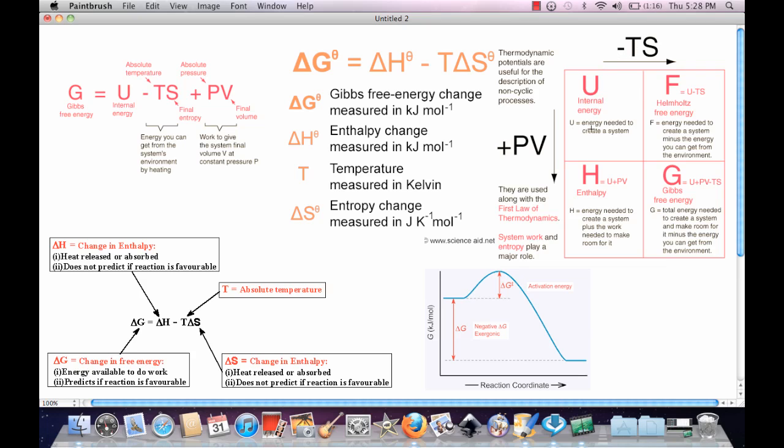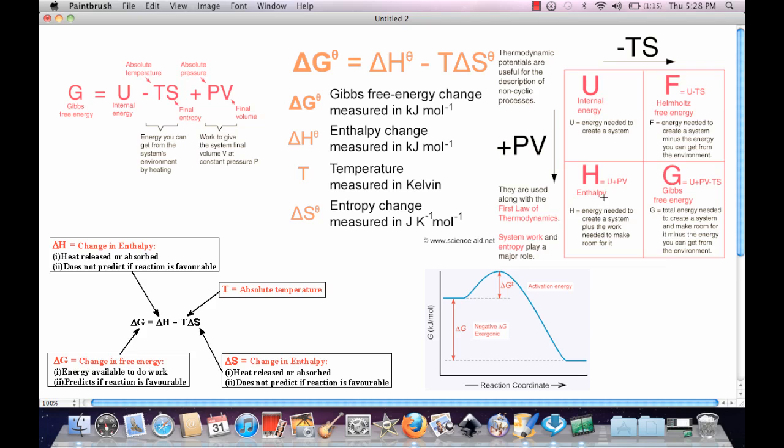So here it's U, internal energy, which is basically the energy needed to create a system. Here's F, which is basically U, this one here, internal energy, subtract TS. So energy needed to create a system minus the energy you can get from the environment. Once you've subtracted this from the internal energy, you get F, the Helmholtz free energy.